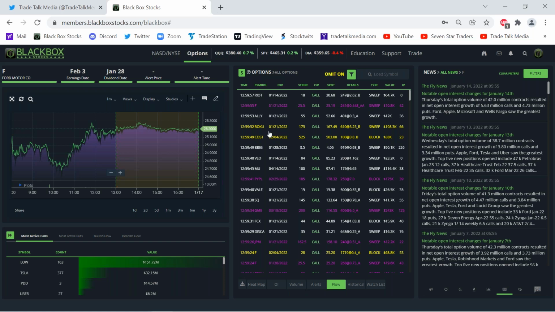It's not just Roku, 121, 175 call. Okay, I like this trade, I'm going to follow it. There's really more to it than that. And what do you guys notice on this one?